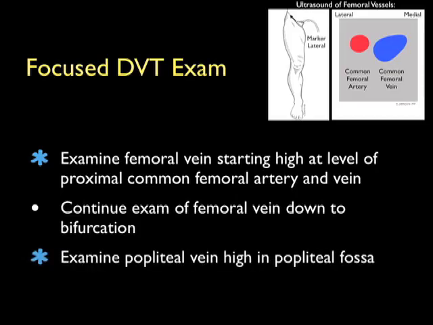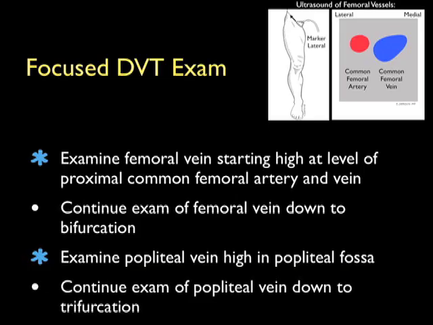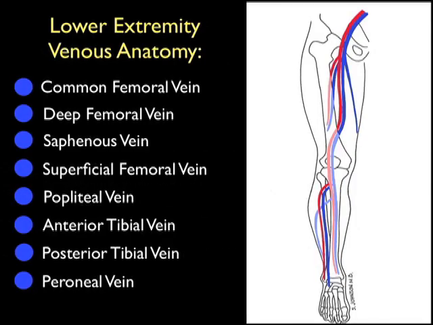We'll continue the exam of the femoral vein down about 4 to 5 centimeters through to bifurcation of the vein into the deep and superficial femoral veins. We'll then turn to examination of the popliteal vein, placing the probe high within the popliteal fossa. We'll examine the popliteal vein about 4 centimeters within the popliteal fossa, continuing the exam of the popliteal vein down to trifurcation of the vessel into the calf veins. Let's now review the lower extremity venous anatomy integral to performance of the focused DVT examination.